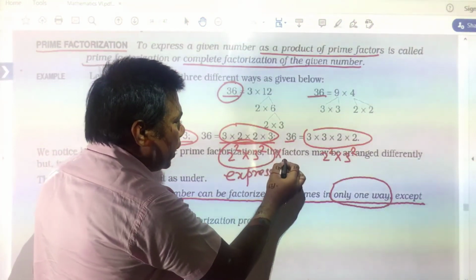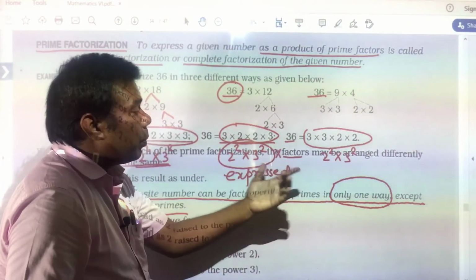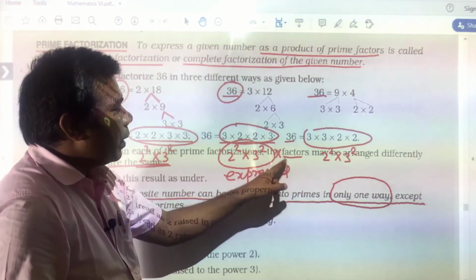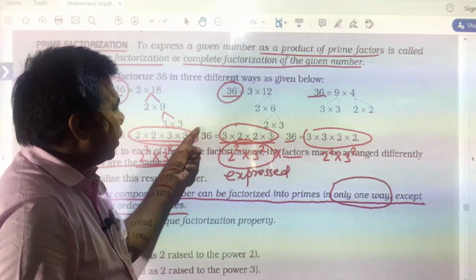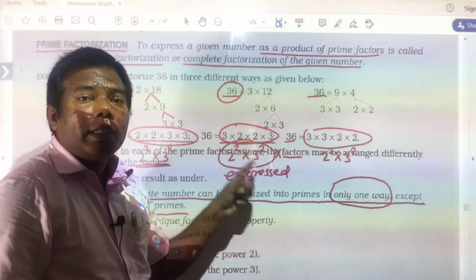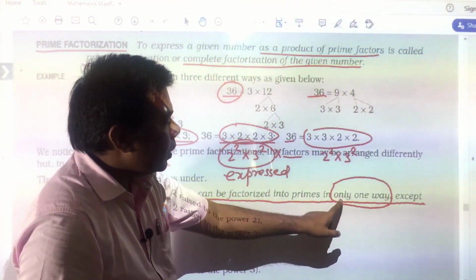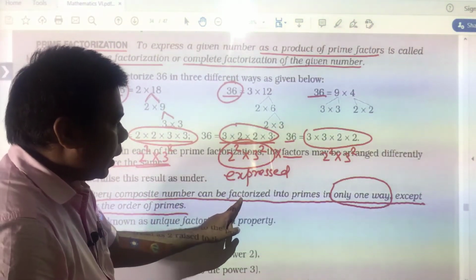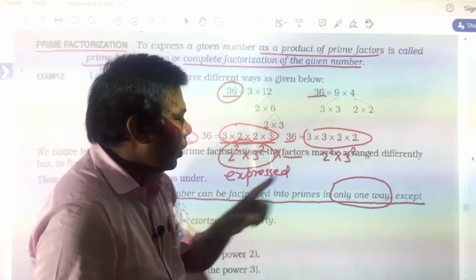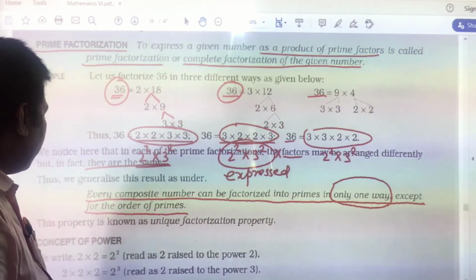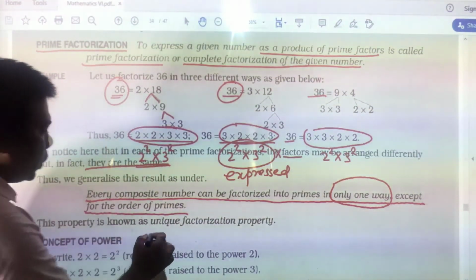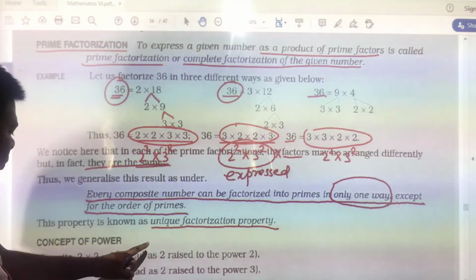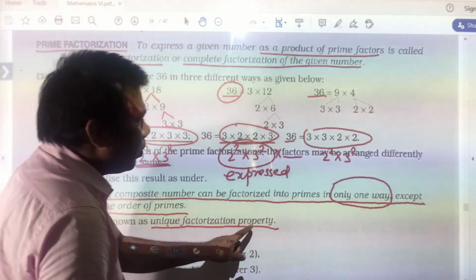Suppose you add any number, 2, 3, 4, 5, or any primes 2, 3, 5, 7, that is not possible. If you multiply by some other number, then the product will change. So that is not possible, and that is why it has been written as only one way. Every composite number can be factorized into primes in only one way except for the order of primes. This property is known as the unique factorization property. This is very important.